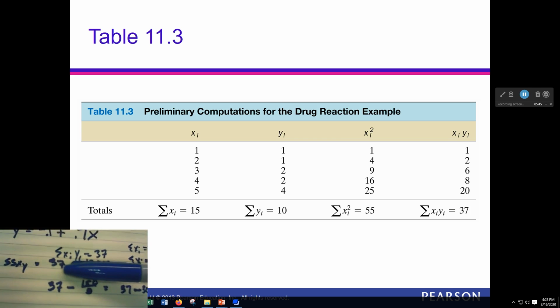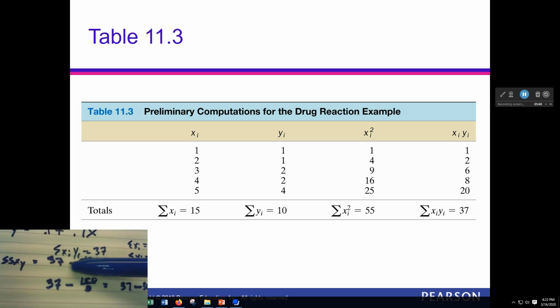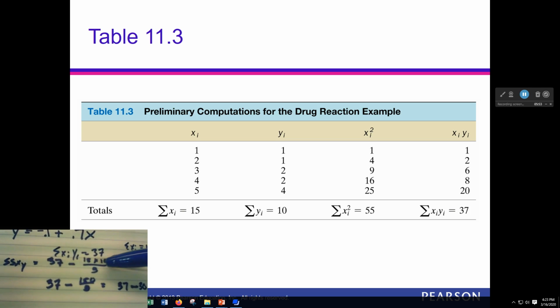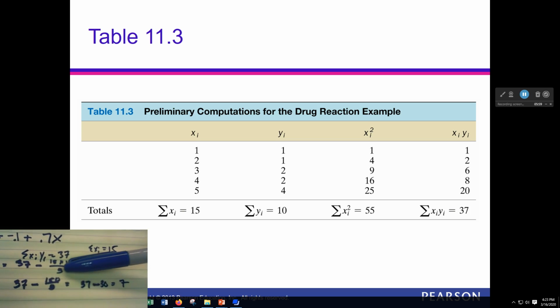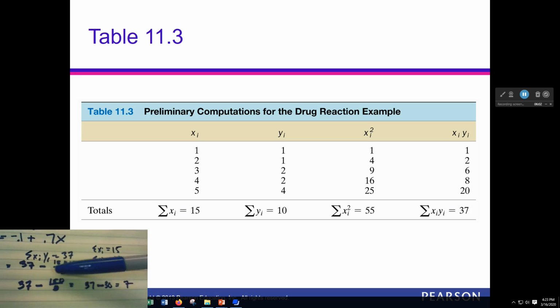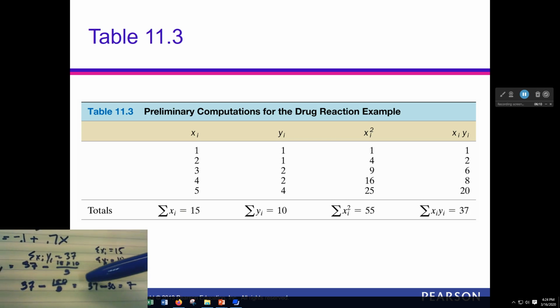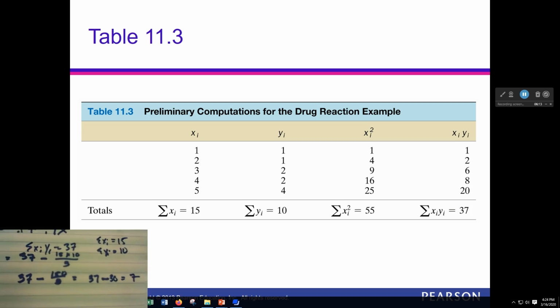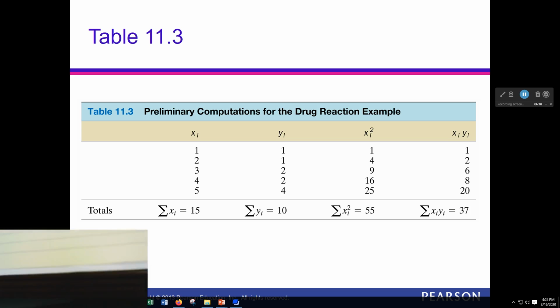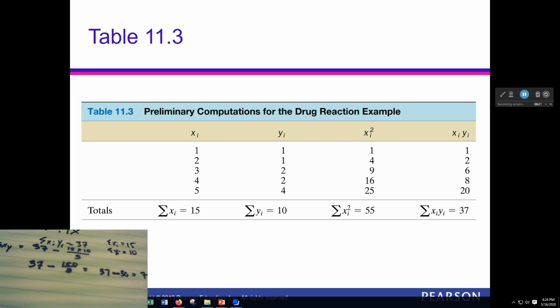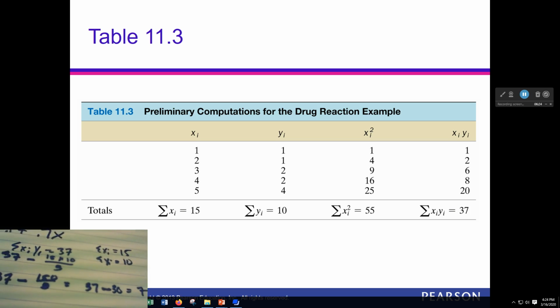So I've got 37, which is the sum of x sub i, y sub i, minus the sum of x sub i, which was 15, times the sum of y sub i, which was 10. And then I divide those two by 5. So that gives me 37 minus 150 divided by 5. I know my writing's hard to see here. And that's equal to 37 minus 30. So we're going to 7. A 7 will go on the top of that equation for beta 1. That's the SSXY, and that is 7.